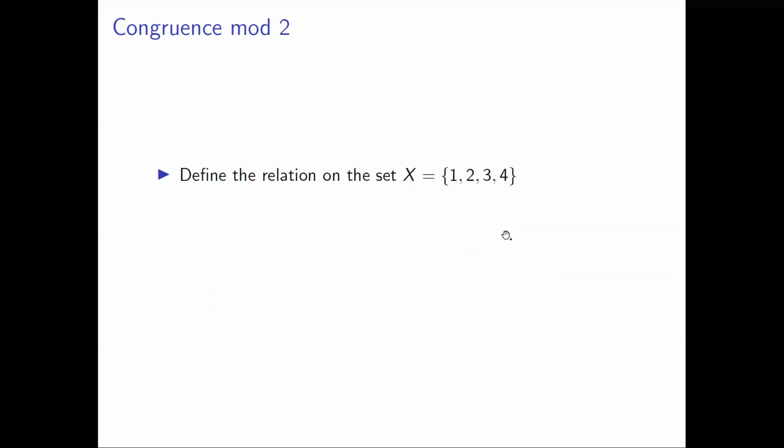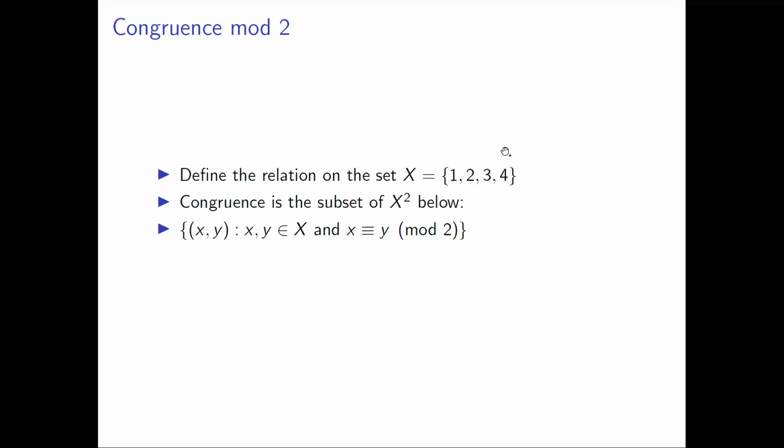Here is another relation. We will start with the set X, which is just equal to {1, 2, 3, 4}. So X has cardinality 4 here. And our relation is going to be congruence mod 2. So we're going to obtain the following subset: the set of ordered pairs (x, y), for which both x and y are elements of the set big X, and x is congruent to y mod 2. And let's look at what set we obtain there.